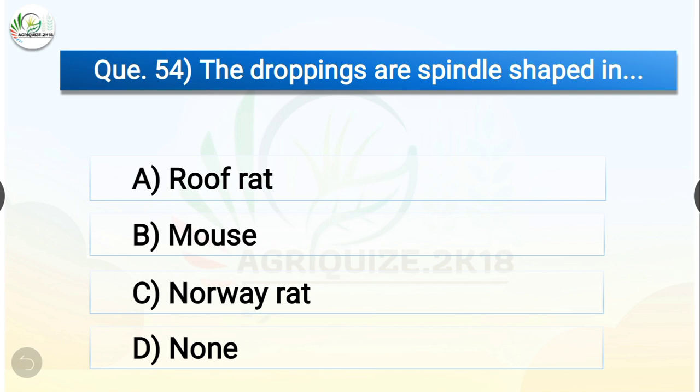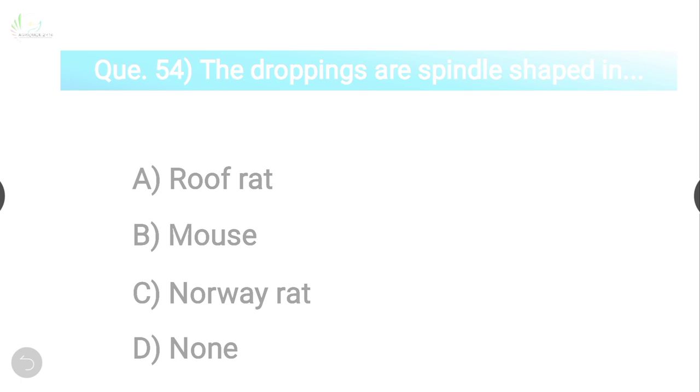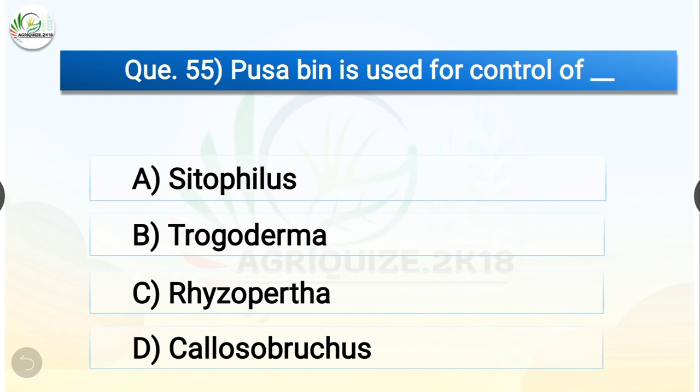Question number 54. The droppings are spindle shaped in dash. The options are roof rat, mouse, Norway rat or none. The correct answer is option A, roof rat. So the droppings are spindle shaped in roof rat. Question number 55. Pusa bin is used for control of dash. The options are Cetophilus, Trogoderma, Rhizopertha or Callosobruchus. The correct answer is option B, Trogoderma. So Pusa bin is used for control of Trogoderma.